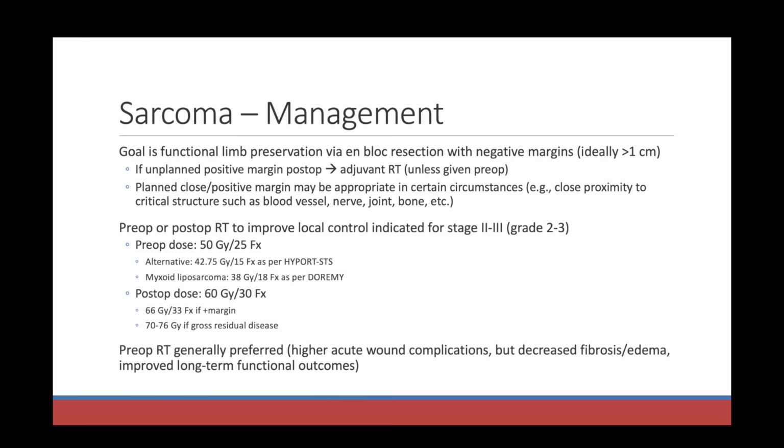The preoperative radiation dose would be 50 gray in 25 fractions. The only exception to that is myxoid liposarcoma, where there's data for giving 38 gray in 18 fractions per the DOREMI trial. So pre-op, remember 50 gray in 25 fractions, but 38 gray in 18 fractions in the DOREMI trial. The postoperative dose is higher. It's 60 gray in 30 fractions. And if they have a positive margin, we need to go up to 66 gray. If they have gross residual disease, we need to go even higher, to 70 to 76 gray.